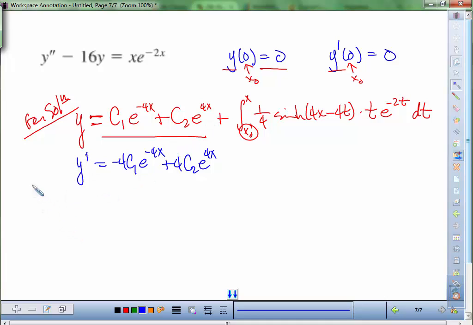So in our first equation, we're going to get c1 plus c2 is equal to 0, because e to the 0 is 1. That disappears. We have minus 4c1 plus 4c2 is equal to 0 for the second one, because the derivative evaluated at 0 is equal to 0 also. Now we can use Cramer's rule, right? Or you can just solve for this any way you want. What's the answer? What's C1 and C2 equal to?